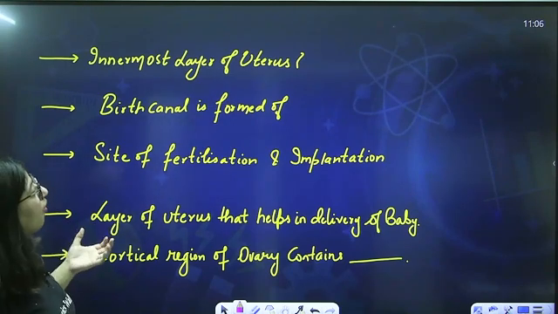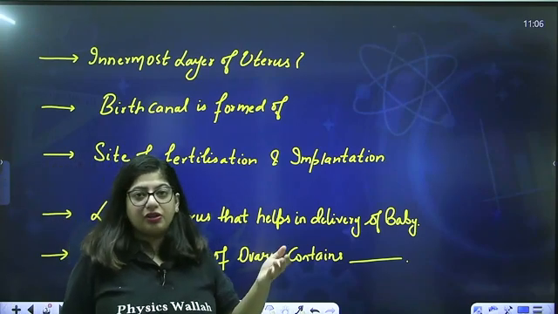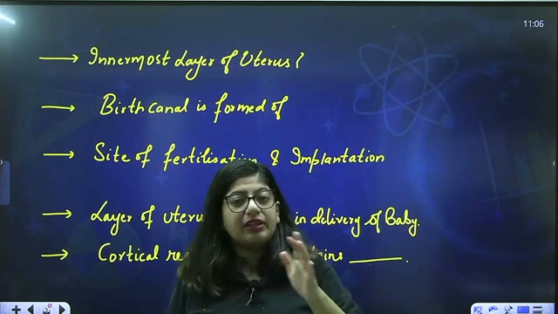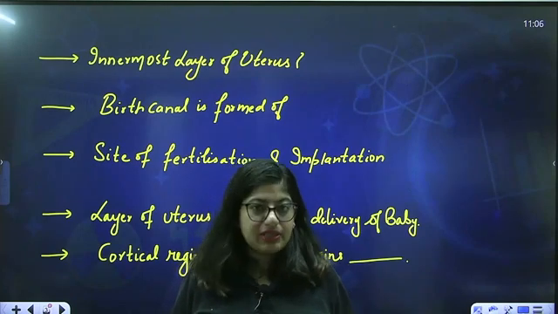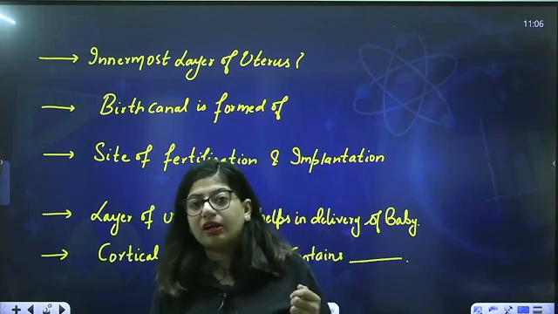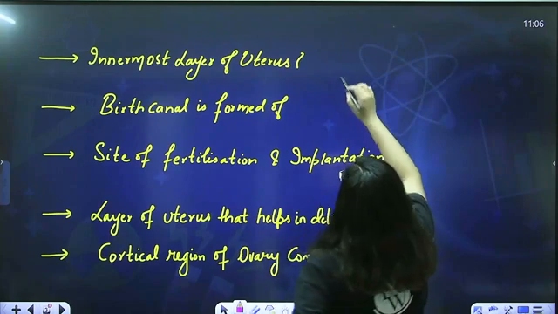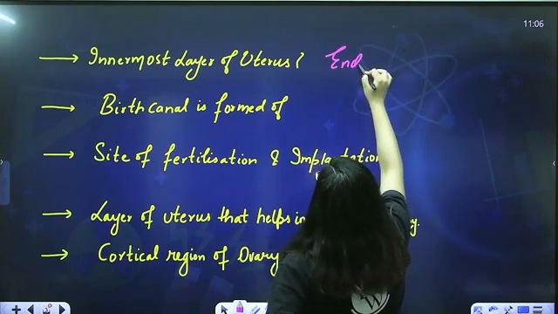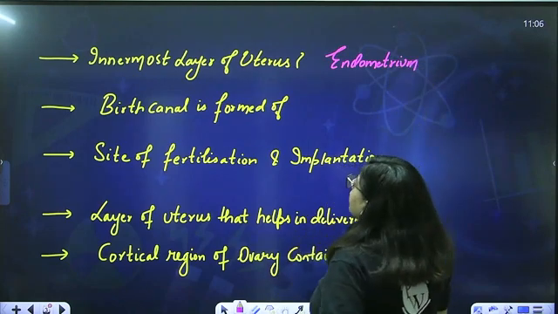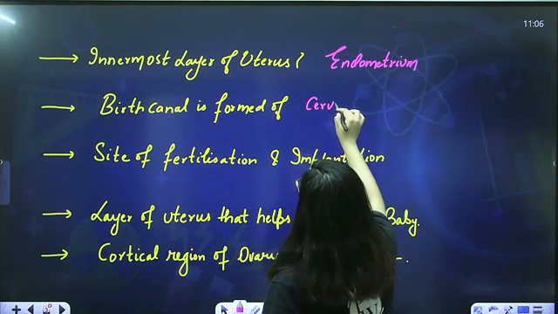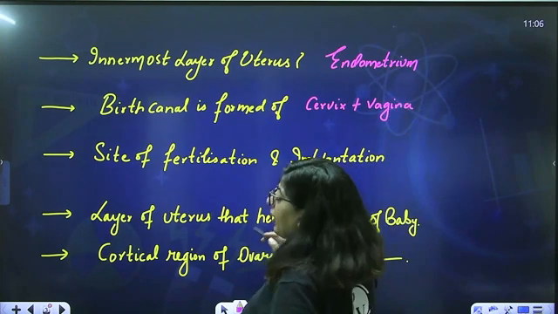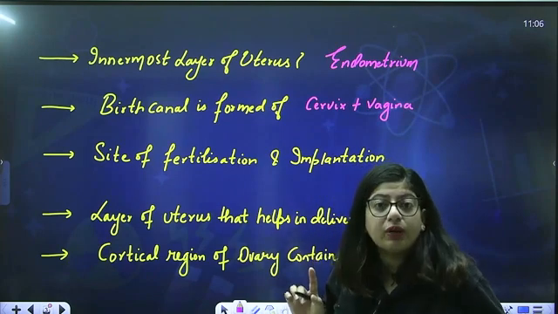Innermost layer of uterus. So there are 3 layers in the uterus. The innermost is endometrium that undergoes cyclical changes. The middle is myometrium that contains muscle, and the outermost is perimetrium, which is just like serosa of your gut. So it is asking innermost that undergoes cyclical changes also. I am telling you the function. So that's endometrium. Okay. Now birth canal is formed of. It is formed of cervix plus vagina. Whereas vagina alone is known as the copulatory canal.